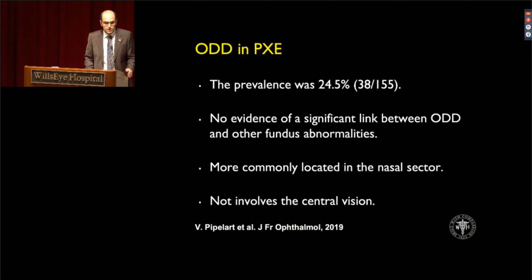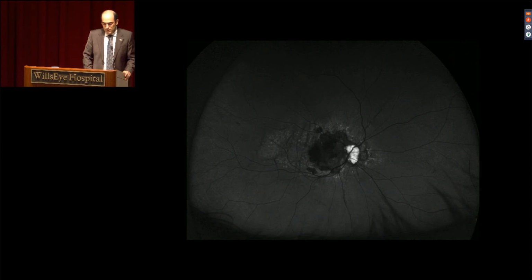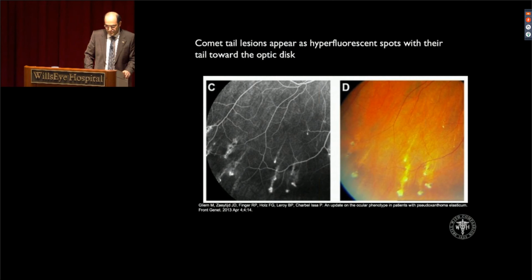So if a patient with pseudoxanthoma elasticum comes with a complaint in central visual acuity, we should always evaluate the macula instead of the optic disc. As you can see here in our patients, optic disc drusen are located in the nasal sector of the optic disc, as was described in the previous paper. Comet tail lesions appear as hyperfluorescent spots with their tail toward the optic disc. These are chorioretinal atrophies and are unique findings for pseudoxanthoma elasticum and may be pathognomonic for this disease.